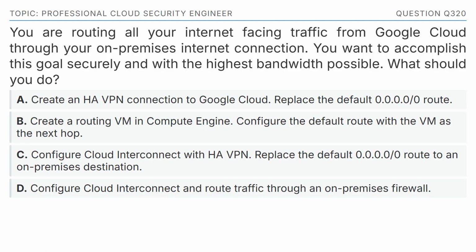Configure the default route with the VM as the next hop. Option C, configure Cloud Interconnect with HA VPN. Replace the default 0.0.0.0/0 route to an on-premises destination. Option D, configure Cloud Interconnect and route traffic through an on-premises firewall.